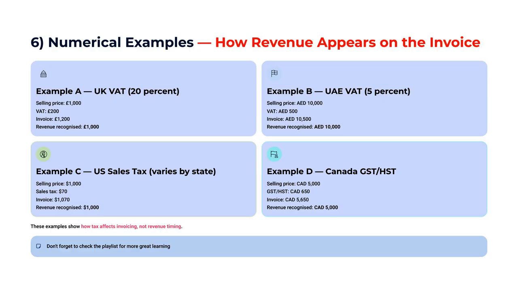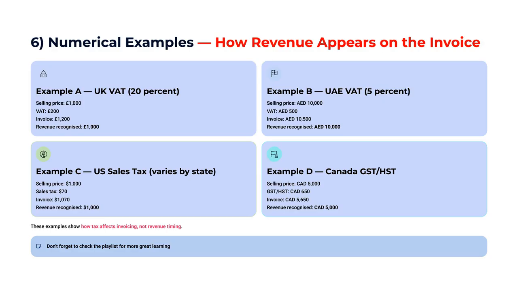Numerical examples: how revenue appears on the invoice. Example A: UK VAT, 20%. Selling price £1,000. VAT, £200. Invoice, £1,200. Revenue recognized, £1,000. Example B: UAE VAT, 5%. Selling price AED 10,000. VAT AED 500. Invoice AED 10,500. Revenue recognized AED 10,000.